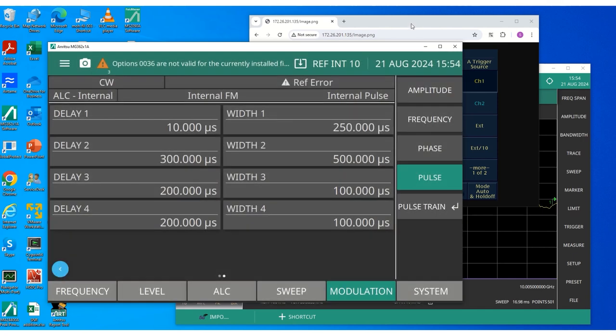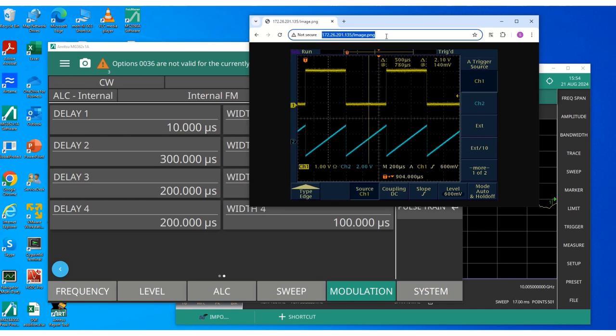Okay, so when we set it to 250 microseconds, let's update the display and see what we get. So now we get a much smaller pulse width, that means a much smaller duty cycle.